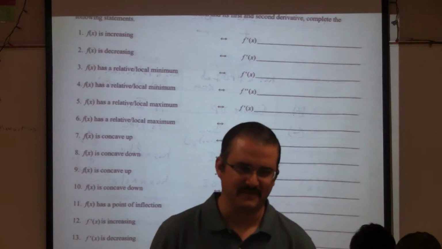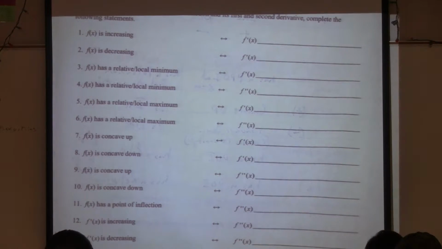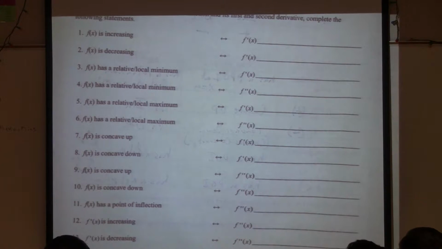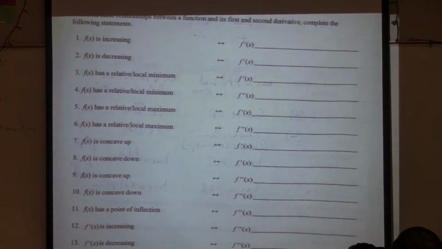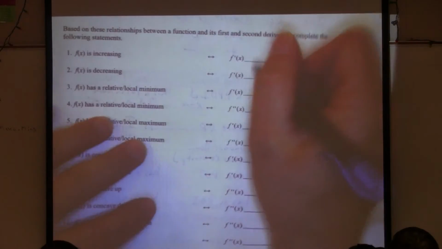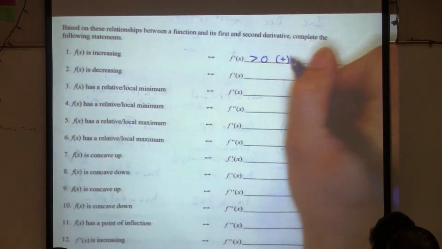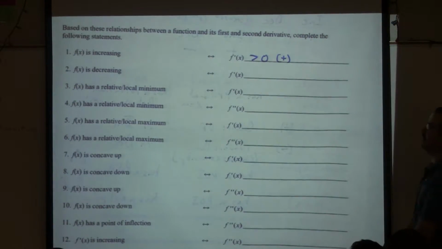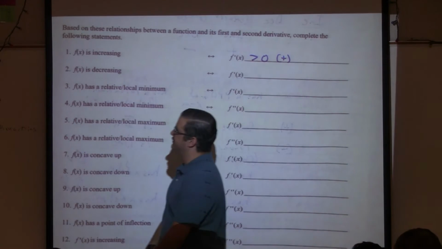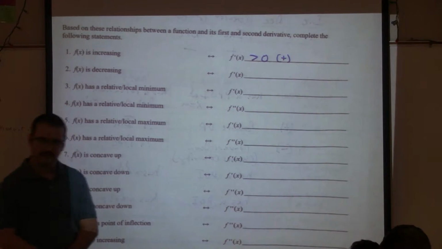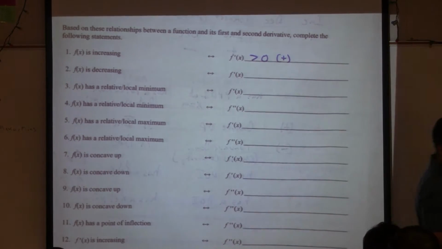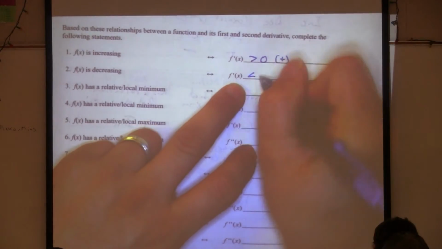The first one says if the original function f of x is increasing, what can you tell me about the derivative? What does that imply about the derivative? Very good. What's another way of saying positive? Greater than 0, because I don't like to write stuff. What can we imply about the first derivative if the original function is decreasing? It's less than 0. Very good. This guy has to be less than 0, he has to be negative.